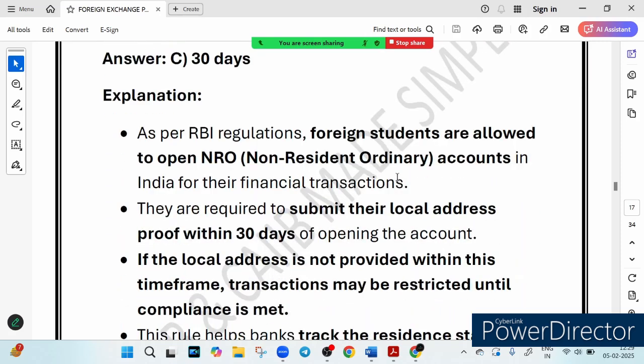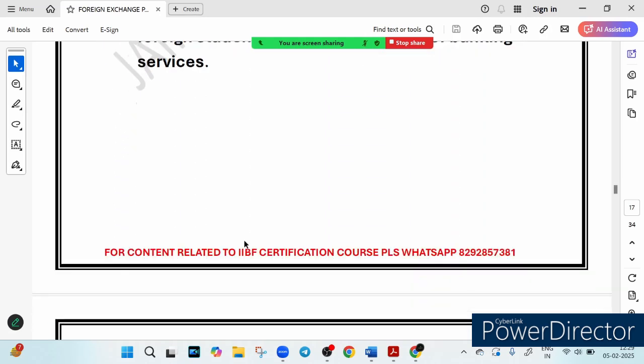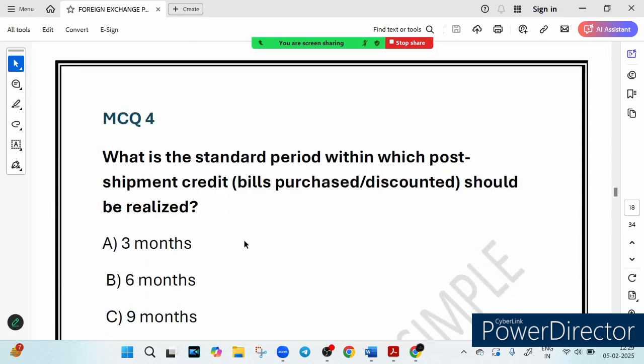As per the RBI regulation, a foreign student in India, as I told you earlier, is allowed to operate an RO account, and they must submit their local address proof within 30 days. And if the local address is not provided within this time frame, transactions may be restricted until compliance is met. So these are the points you need to cover. Now let's see the next question.